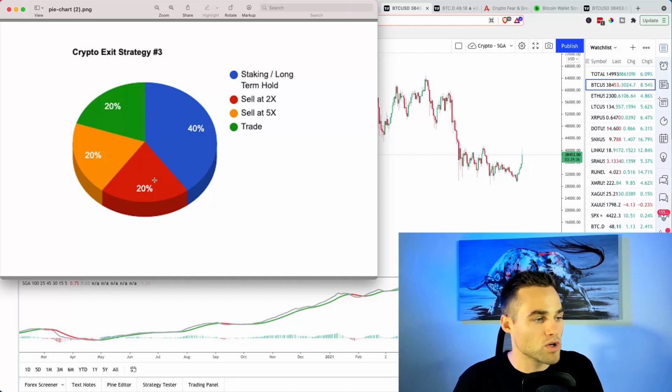Now you could have another portion of your portfolio, maybe 20% of it, that you'll sell when it hits 2x. So let's say that you had $10,000, it went to $20,000, maybe you'd sell a portion of it right there, right? You could also have another 20% of your portfolio that you sell when it hits a 5x price target. And then you could have 20% of your portfolio that you just like to trade. So if you want to day trade or anything like that, then you could use this. So this is another strategy that you could use.